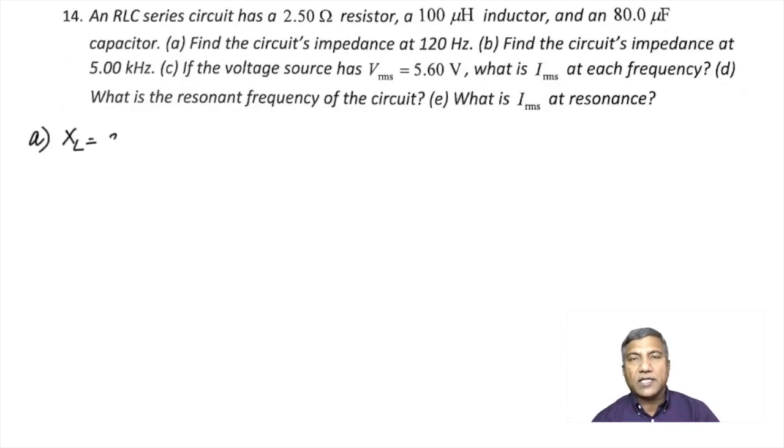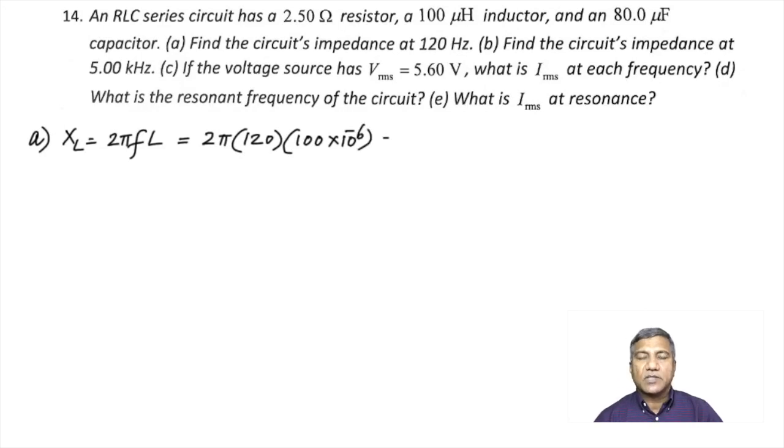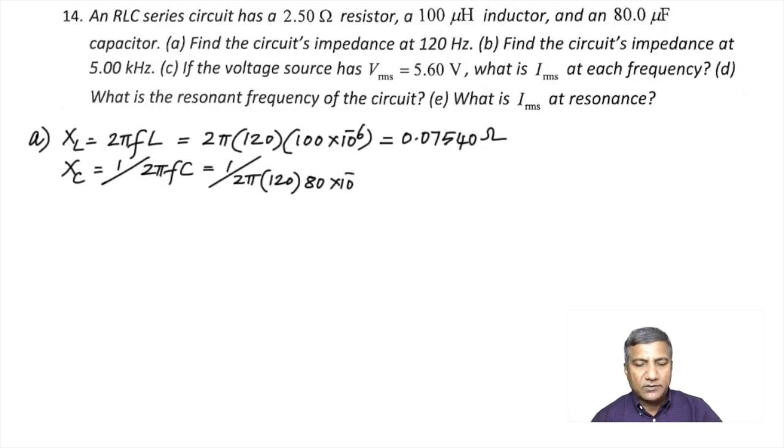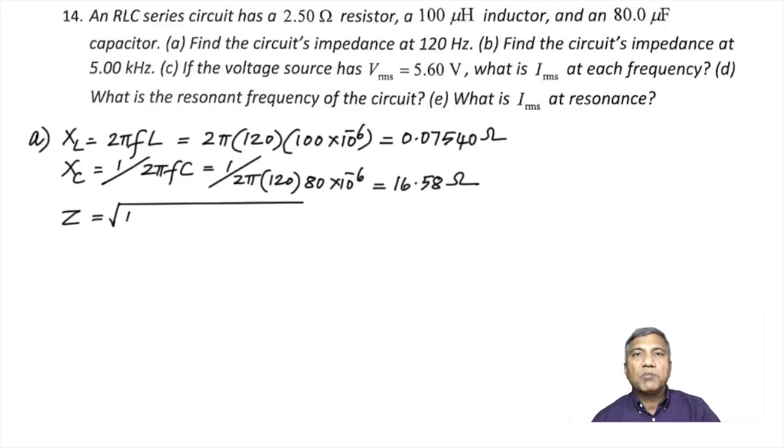So let's do that. The inductive reactance is 2 pi f times L. So when you do that, frequency is 120 hertz. The inductance is 100 microhenry, so it's 100 times 10 to the negative 6. We get that as 0.0754 ohms. Now, capacitive reactance XC is 1 by 2 pi FC. So 1 by 2 pi times, again, 120 times C is 80 microfarad. Again, that's 80 times 10 to the negative 6. Gets 16.58 ohms.